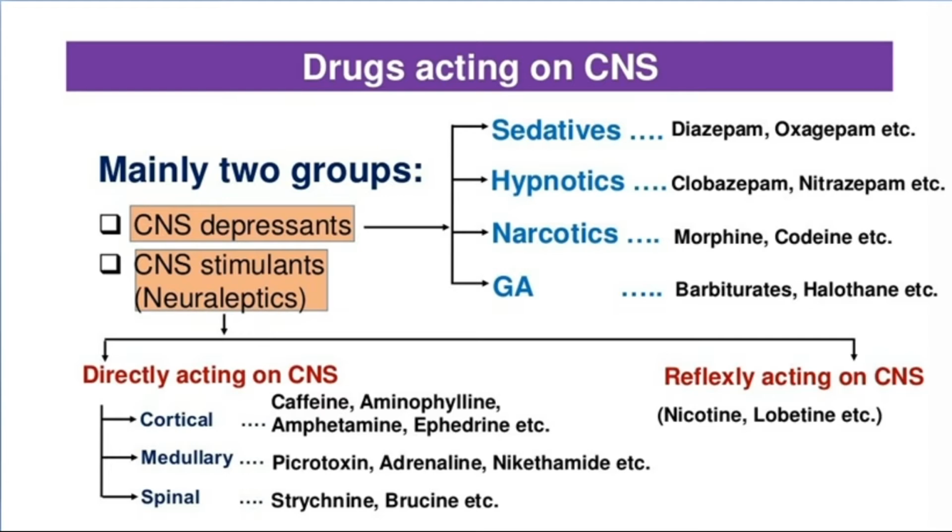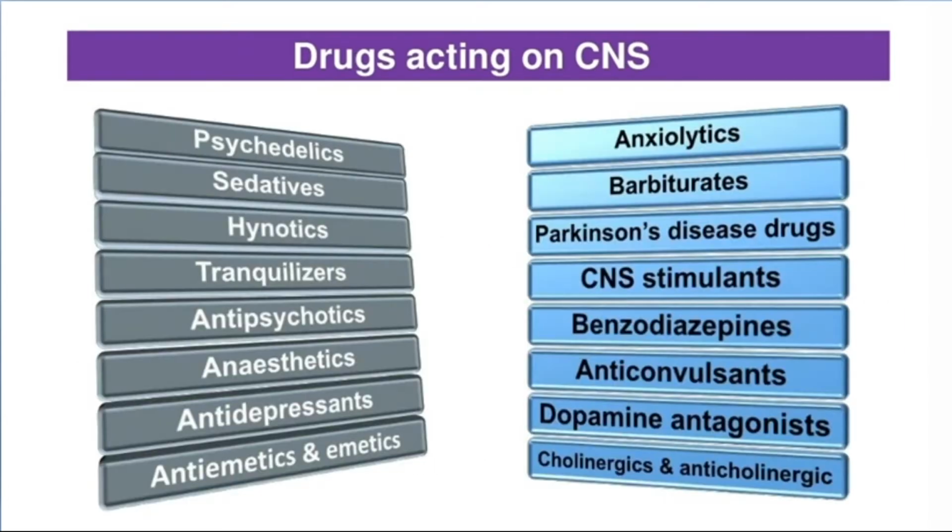CNS stimulants: directly acting on CNS, reflexively acting on CNS. Directly acting on CNS include cortical, medullary, spinal. In cortical, we have caffeine, aminophylline, amphetamine, ephedrine, etc. Medullary, we have picrotoxin, adrenaline, nicotinamide, etc. Spinal, we have strychnine, brucine. Then reflexively acting on CNS, we have nicotine, lobeline, etc.